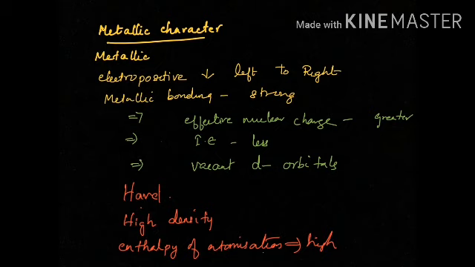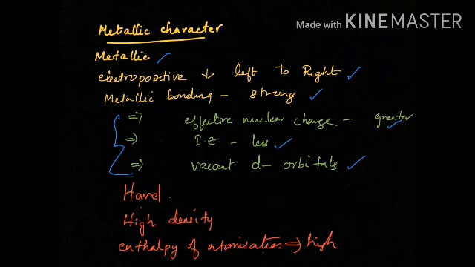So the majority of the transition elements are metallic in nature. Their electropositive character decreases when we go across a transition series, and their metallic bonding is very strong. What are the reasons for that? These are the three reasons, right? The presence of greater effective nuclear charge, lesser ionization energies, and the presence of vacant d orbitals in the outermost shell. And because of the stronger metallic bonding, we can say that all the transition elements are very hard. They possess high density. Their enthalpy of atomization is also very high.